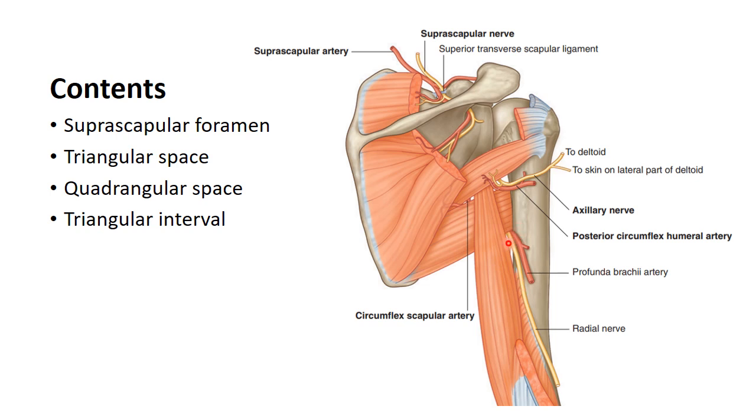The triangular interval, lastly, has the radial nerve, which passes into the posterior compartment of the arm, and an artery called the profunda brachii artery. Profunda means deep, the deep artery of the arm. All these arteries and nerves will be discussed and studied independently in the next lecture, inshallah.